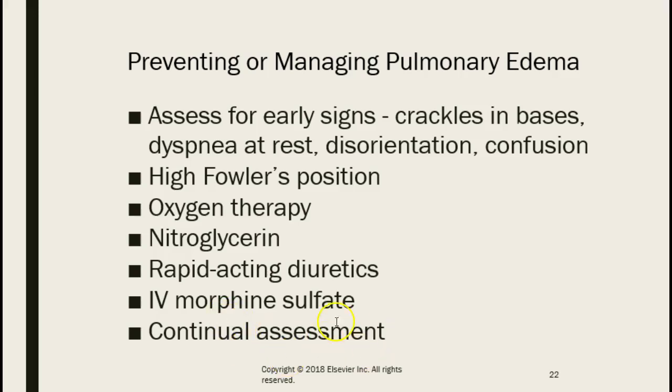We may give IV morphine sulfate, so we're giving that to help with breathing. We know that one of the side effects of morphine sulfate is respiratory depression, and for those patients who are very dyspneic, giving them a little bit of this slows that breathing rate down just enough so that they can get adequate oxygen exchange with those breaths. And then we are continually assessing these patients who are at risk for pulmonary edema.